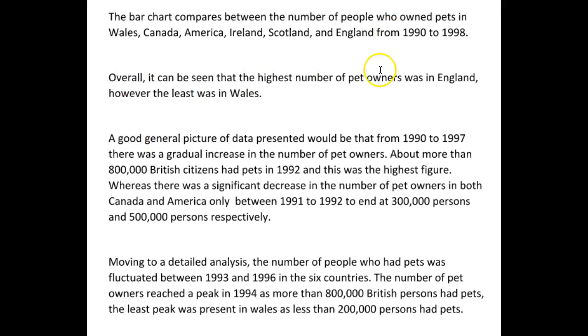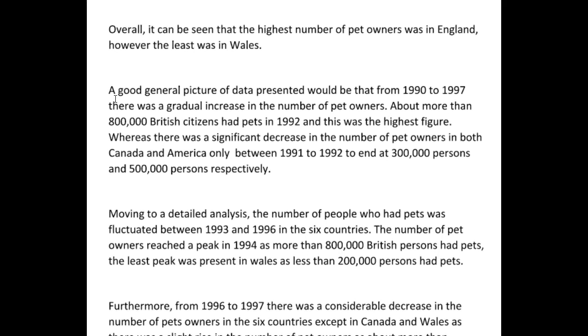Overall, it can be seen that the highest number of pet owners was in England, and the least was in Wales. I would just say and here. And the least was in Wales. I would say it is clear to see that over the period there was a gradual increase in the number of pet owners. You don't need this, so you could just say more than 800,000 British citizens had pets in 1992. And this was the highest figure.